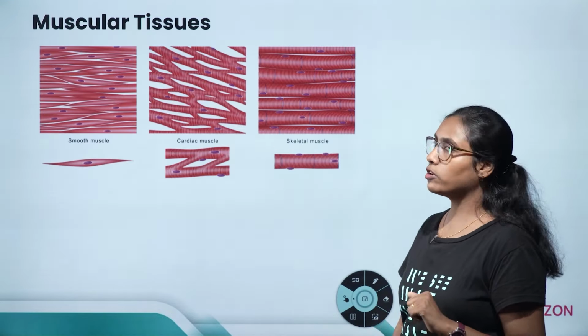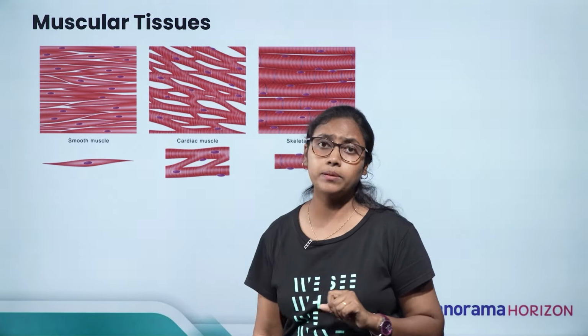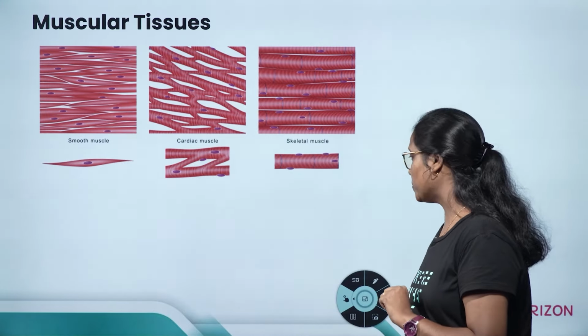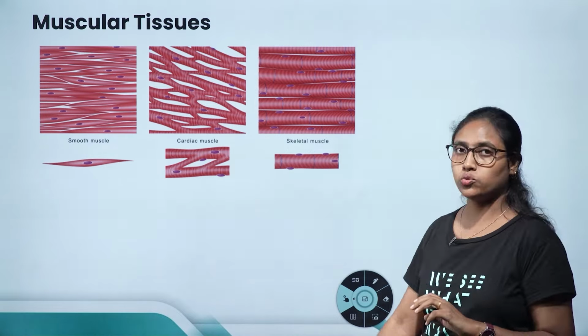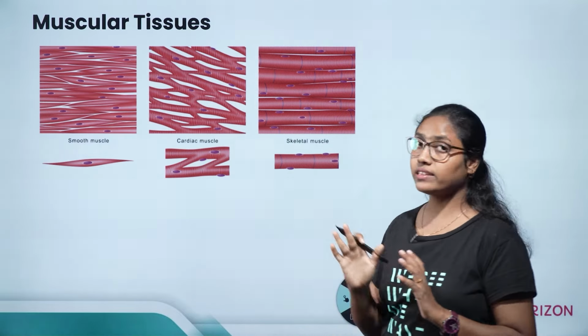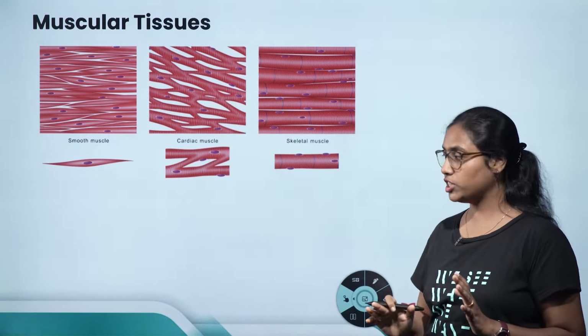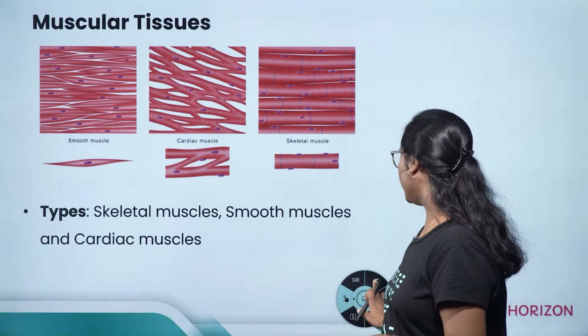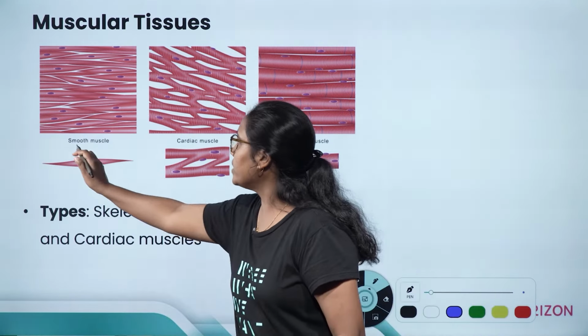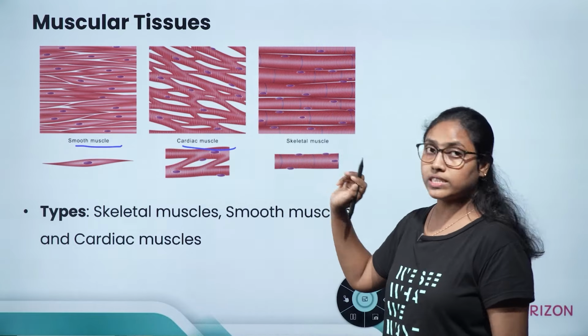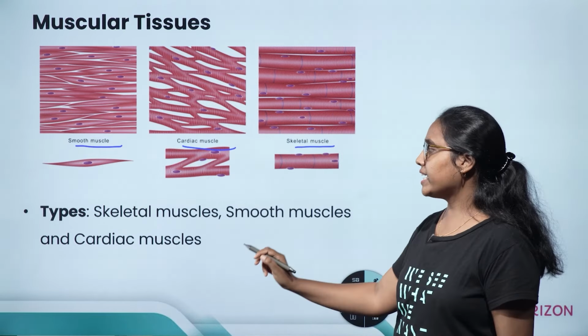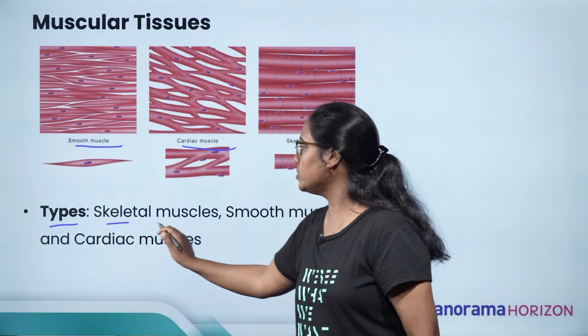Now let's move on to the third animal tissue, that is muscular tissue. If you see here, on the screen you can see three different types of muscular tissue. One is the smooth, second is cardiac, and the third is skeletal. So types of muscular tissue: skeletal muscles.